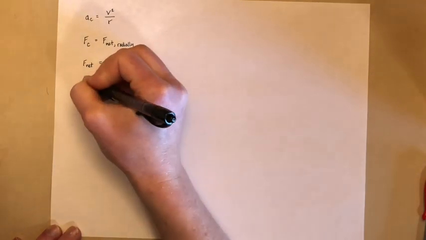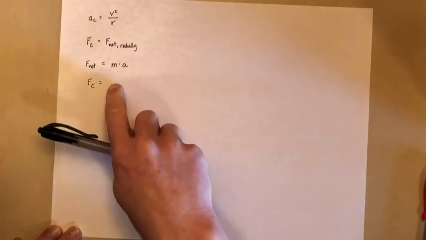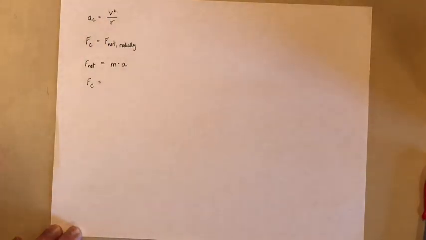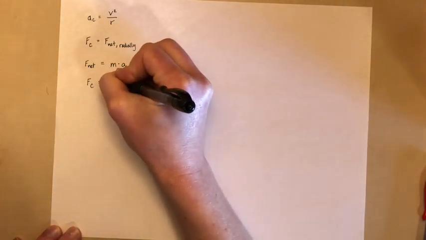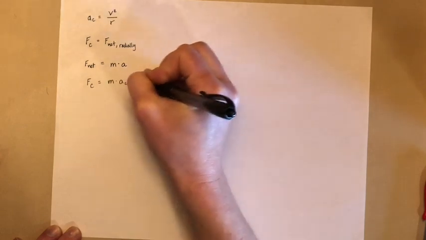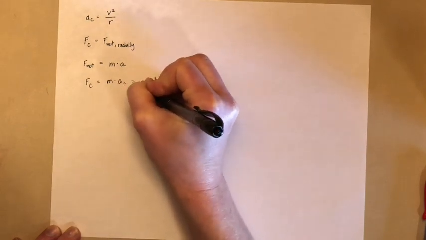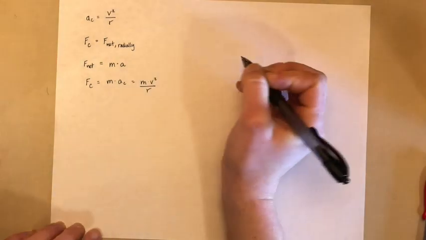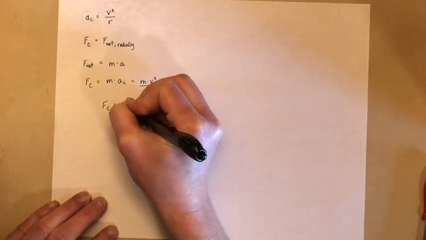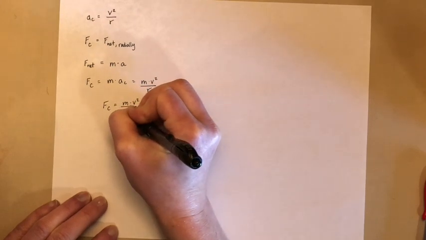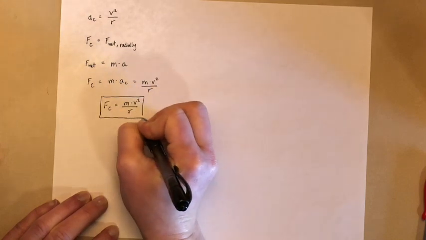So centripetal force is really just what I get when I multiply by mass in my v squared over r equation. So Fc is just going to be mass times centripetal acceleration, or really mass times the velocity squared divided by the radius. So this Fc equal to mass times velocity squared over radius is the equation for centripetal force.